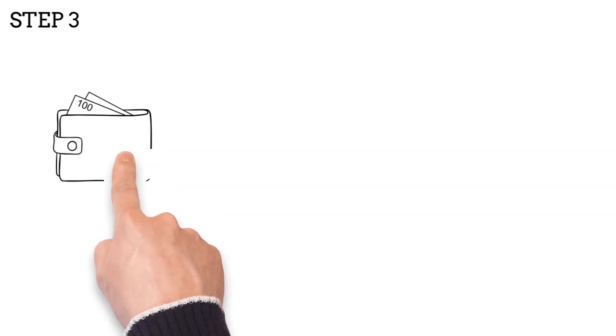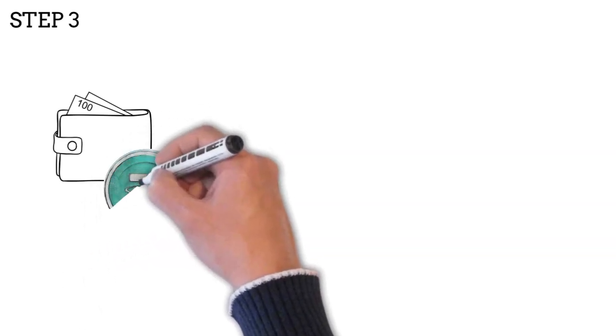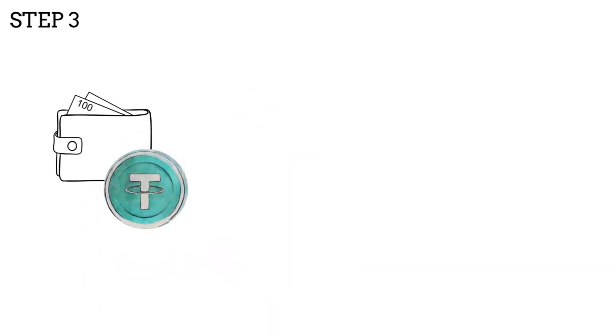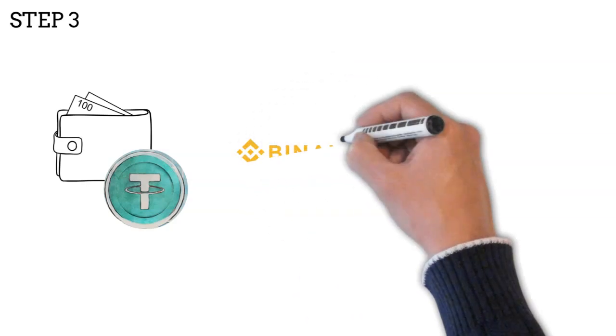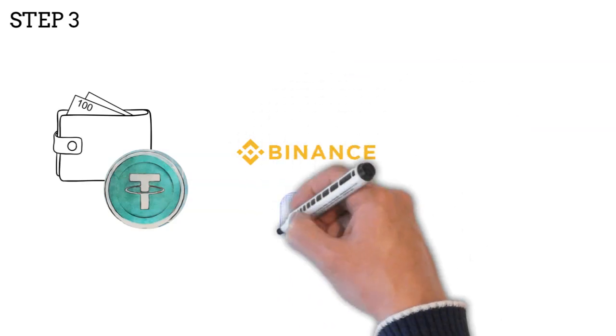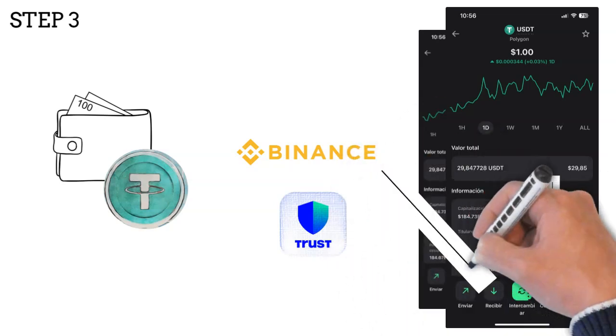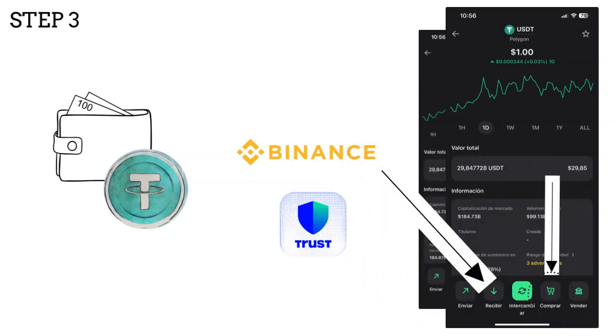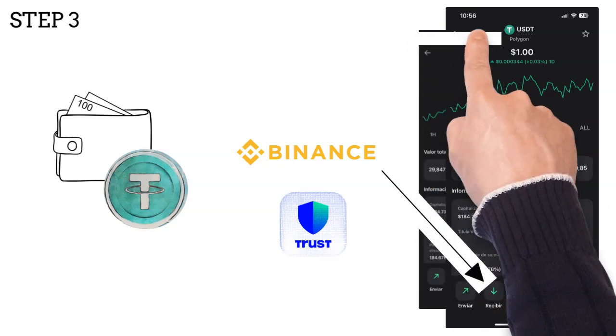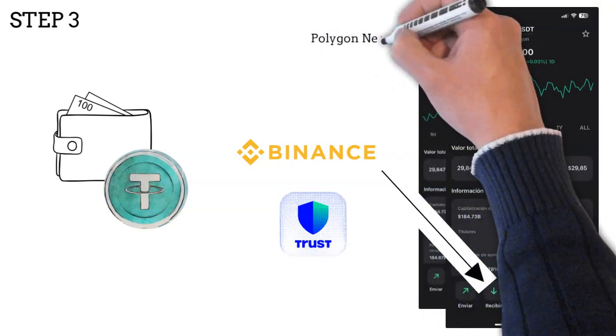Step 3. Fund your wallet with USDT. Now you need funds to participate. You can buy USDT from an exchange like Binance or directly inside Trust Wallet. Then send your USDT to your wallet. Very important, make sure you use the correct network, Polygon.